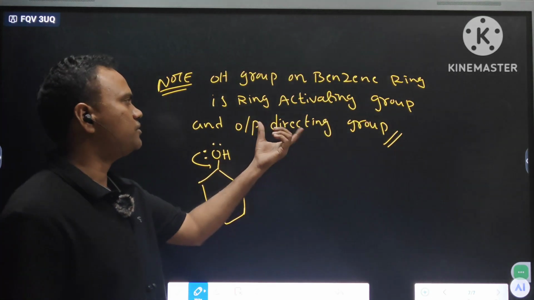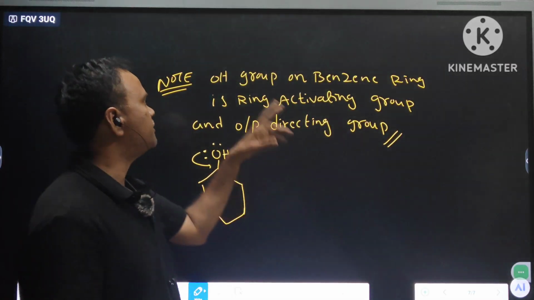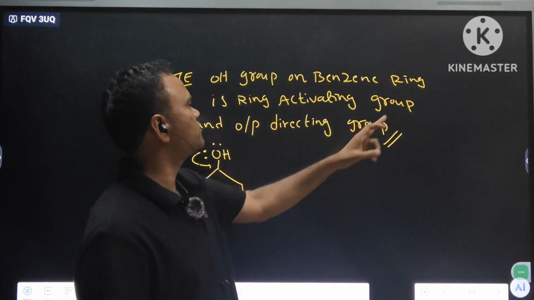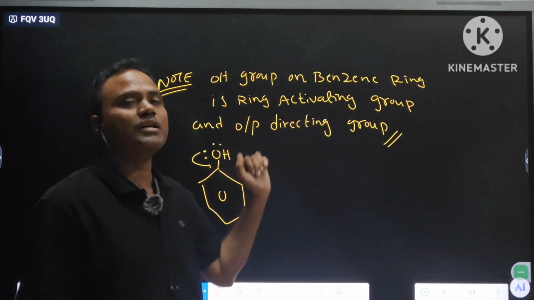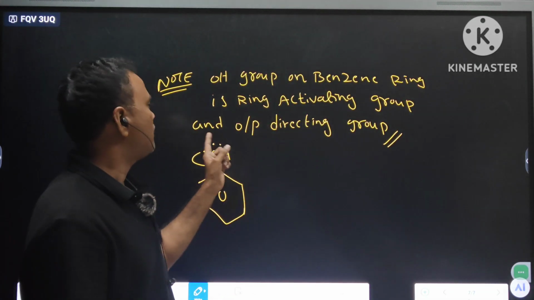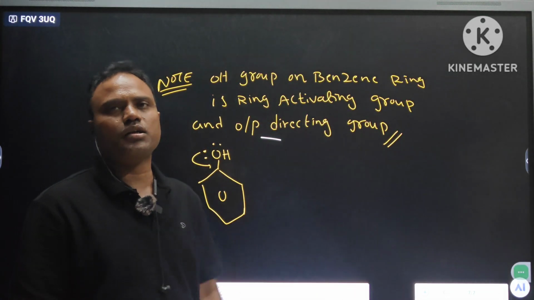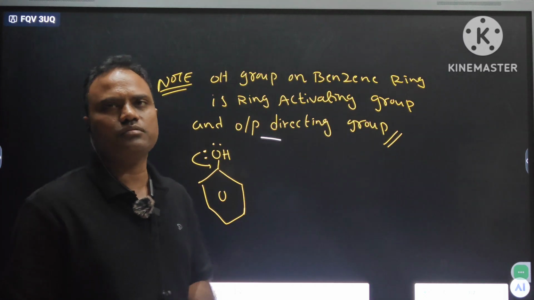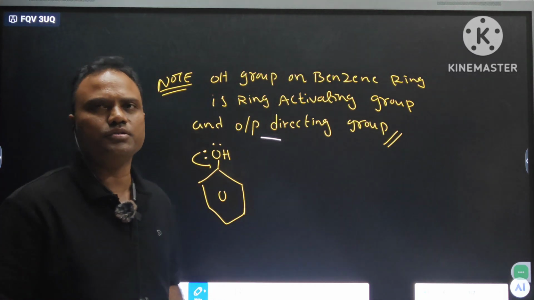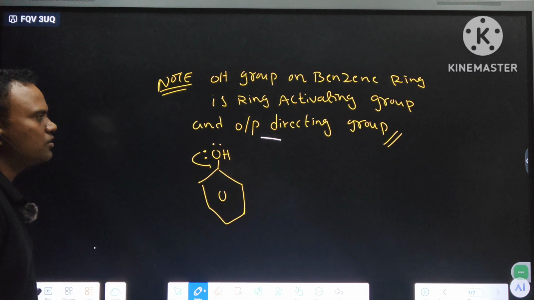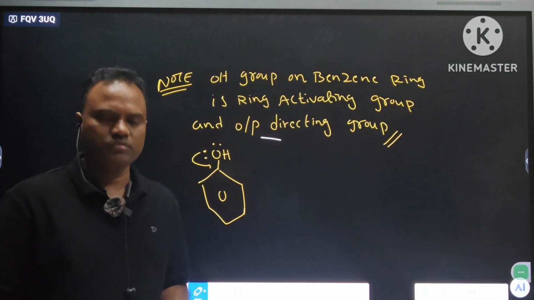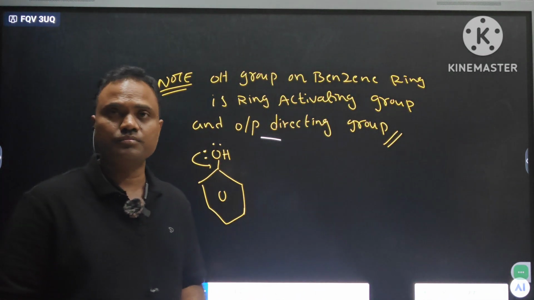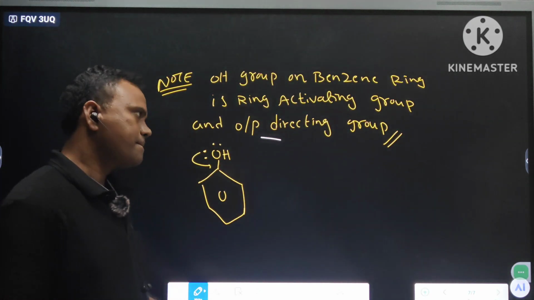This statement is important. Sometimes they will give wrong statements. OH group on the benzene ring is ring activating; instead of this word, they will give ring deactivating. Wrong statement. Ortho-para directing, they will give meta directing. They will do some different statements. Okay, right. Shall we start the properties? Okay, all of you. Right.